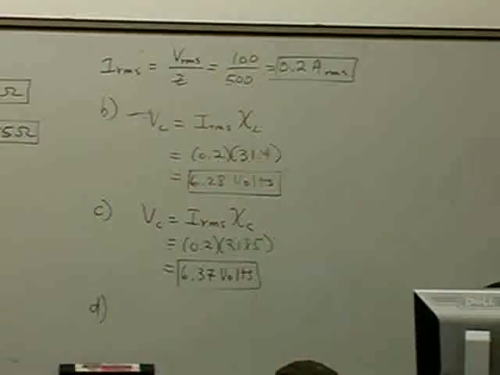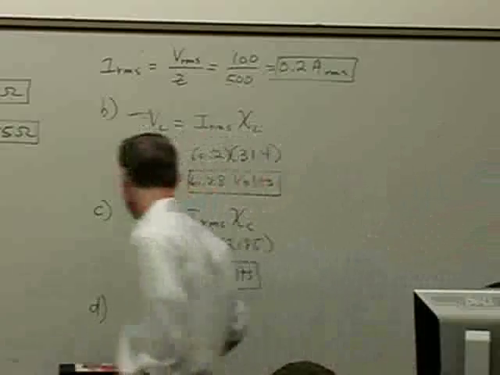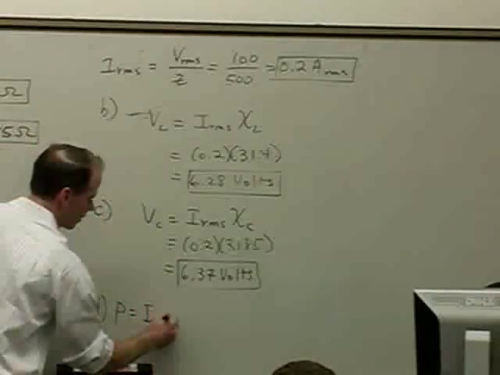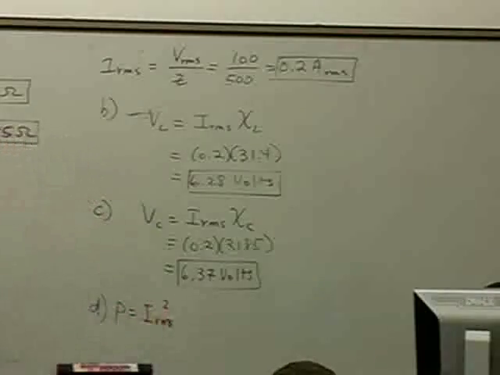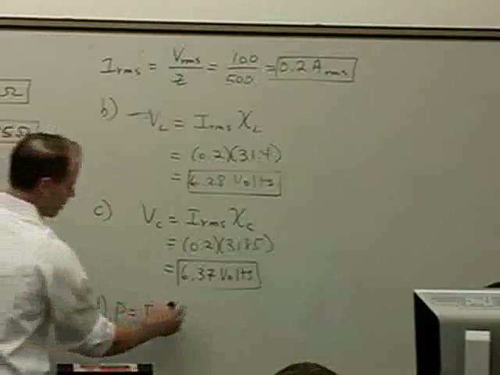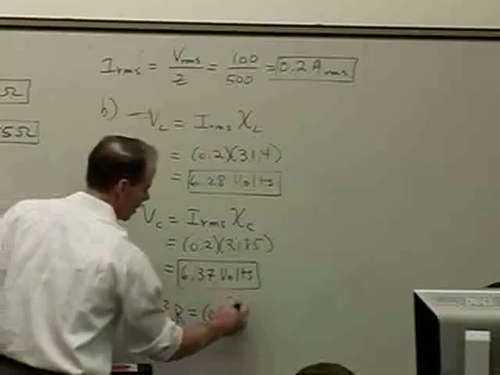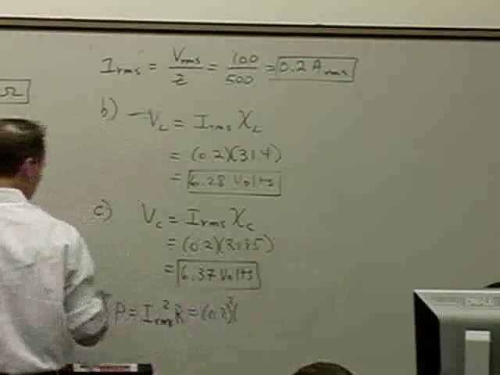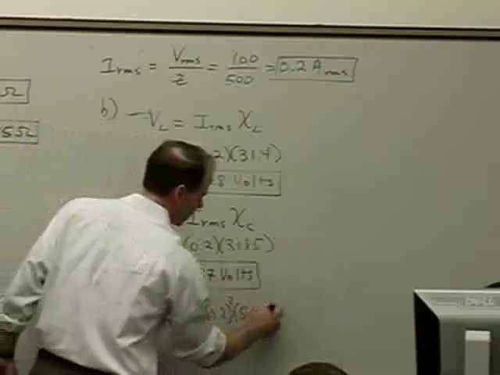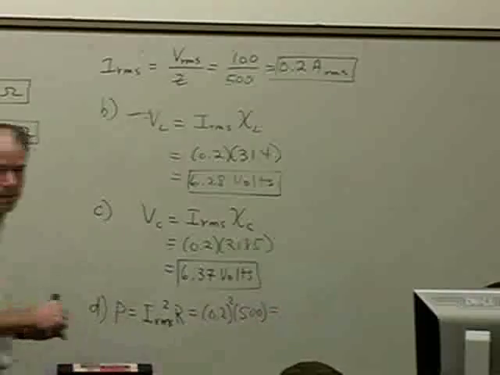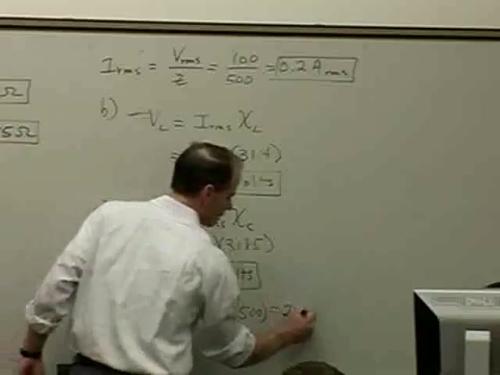What is the power dissipated in this circuit? Power is the RMS current squared times what? Resistance. Not impedance, but resistance. So this will be 0.2 squared times 500. What is that, 20? 20 watts.